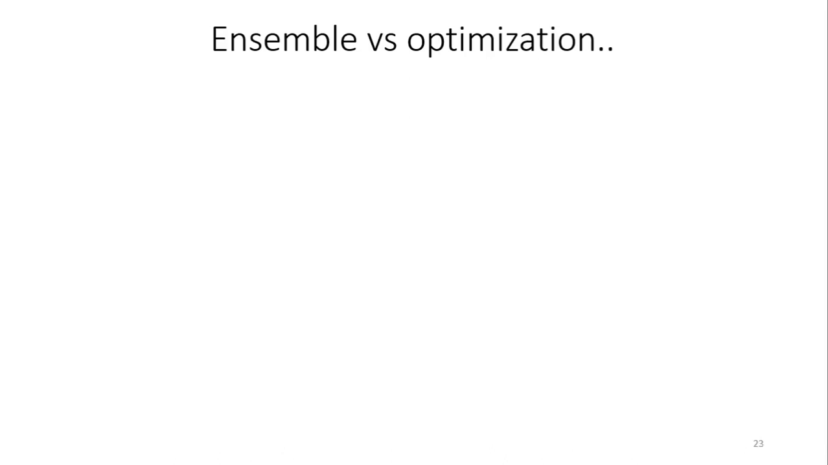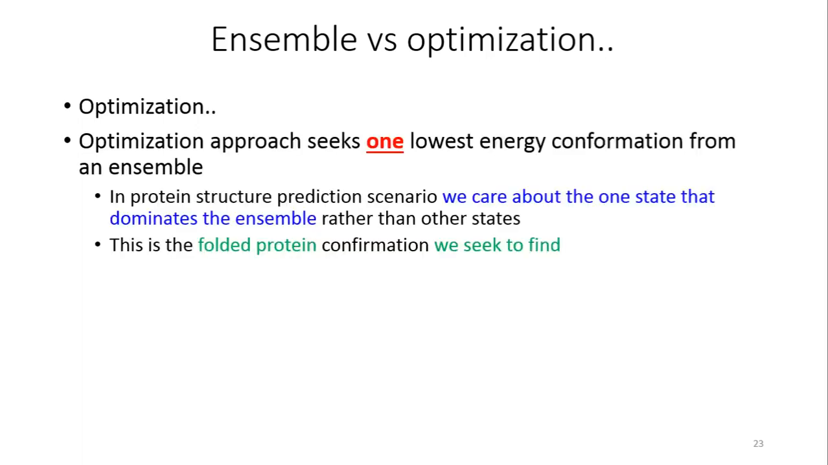On the contrary, in the optimization approach you would be interested in finding that one lowest energy conformation from an ensemble. In the protein structure prediction scenario, we are not interested in all the different structural states that the protein can acquire in the trajectory. We care about that one state in the ensemble that dominates, rather than the other states it might predict. This one state might be the folded protein conformation we seek to find. This is the basic difference between ensemble analysis and optimization analysis.